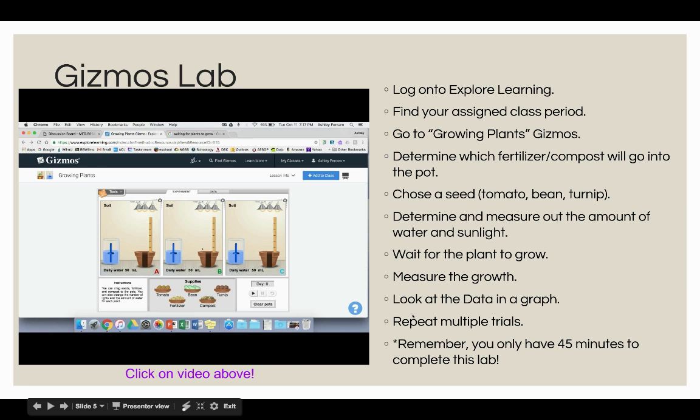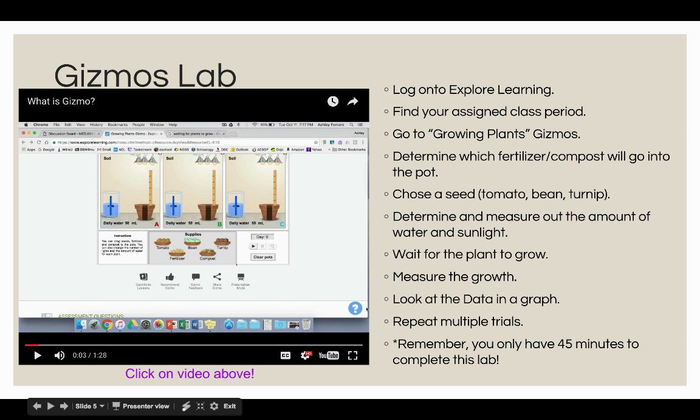Your choice is to pick which lab you would like to do. Would it be the traditional lab or would it be the Gizmo lab?